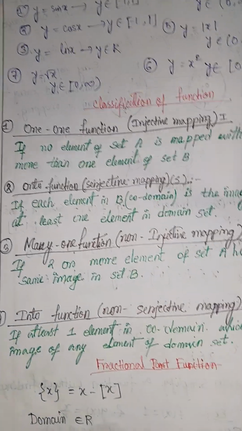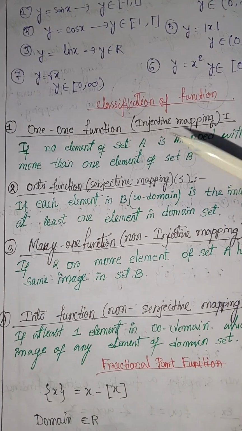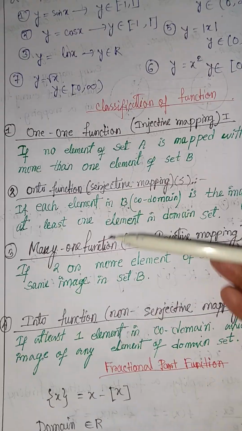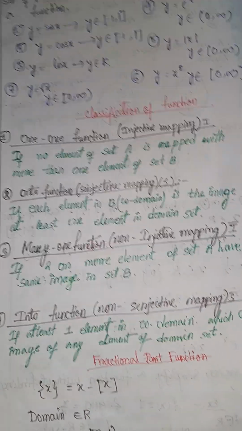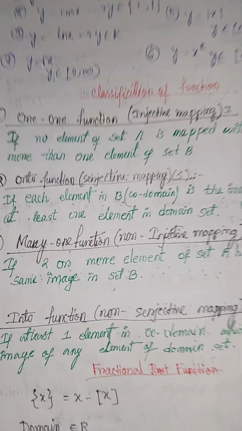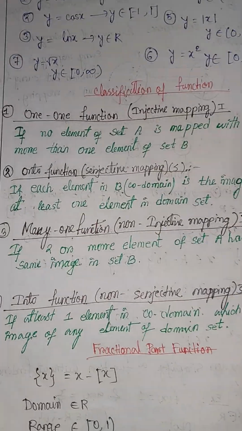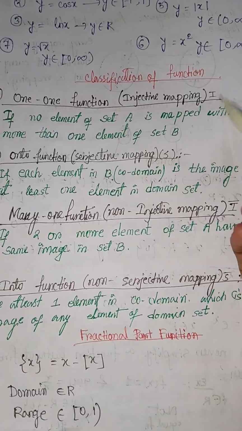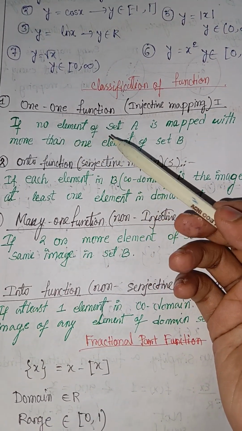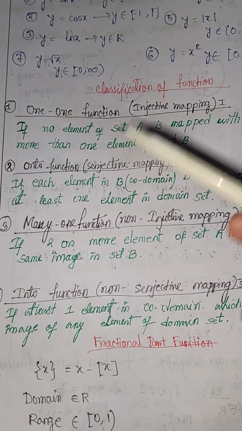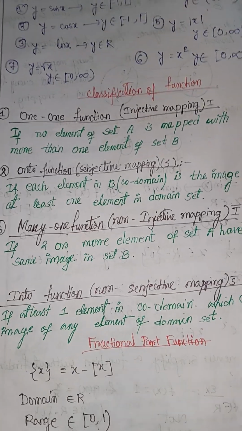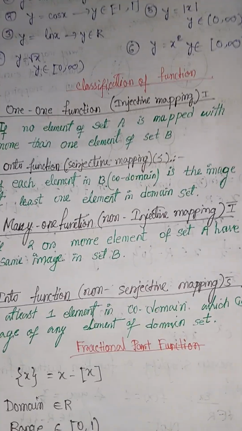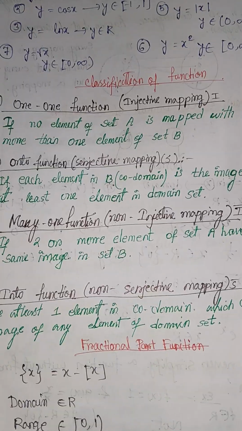Next, classification of function. That's the most important thing you have to know. First, one-one function, many-one function, onto function and into function. There are 4 types of functions. First, the one-one function, which we can also call an injective mapping, is denoted by I. If no element of set A is mapped with more than one element of set B, that's called a 1-1 function or injective function. That's so easy.